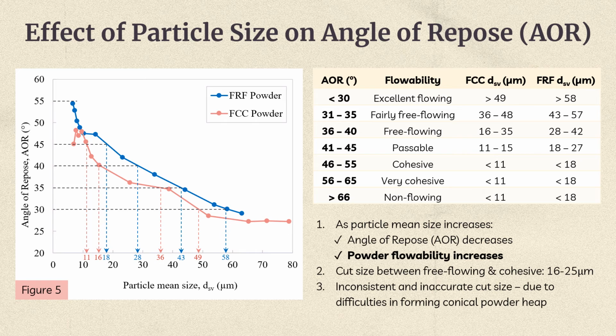As for the effect of particle size on angle of repose AOR, the graph of AOR against particle mean size is presented in Figure 5. The fluctuation of AOR is observed for FCC powder mixture when the particle mean size is below 10 micron. The inaccurate and inconsistent AOR measurement may be the result of the formation of powder heap with irregular shape. Overall, Figure 5 illustrates the decrease in AOR when the particle mean size increases, which confirms that powder flowability increases with particle size. However, the results obtained by AOR classification differ significantly from HR and CI classification. Based on AOR criterion, the cut size ranges from 16 to 25 micron. The inaccurate results observed may be due to the difficulties in forming the conical powder heap, thus reducing the reliability of AOR as a powder flowability indicator.